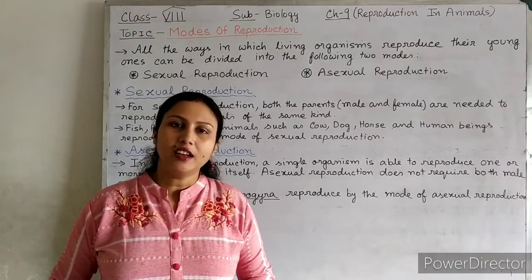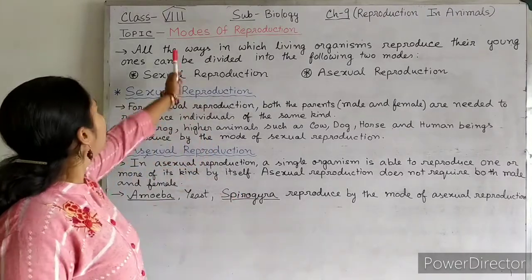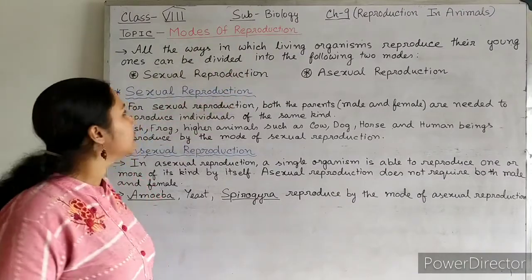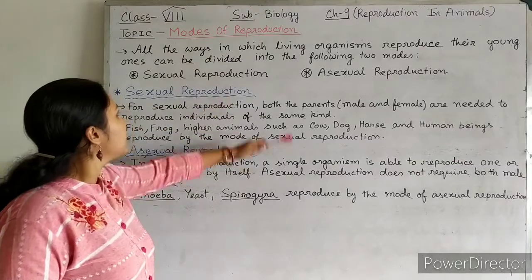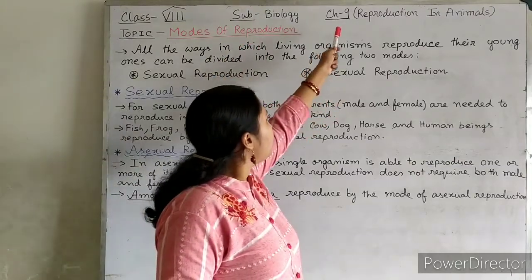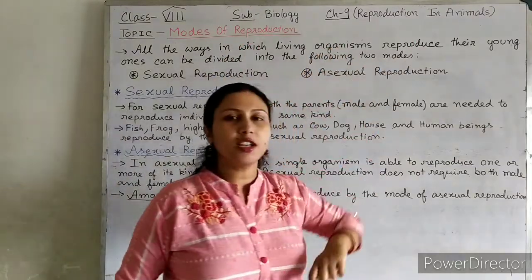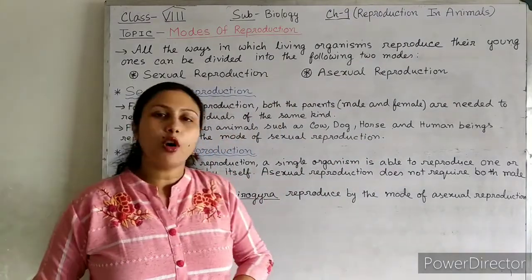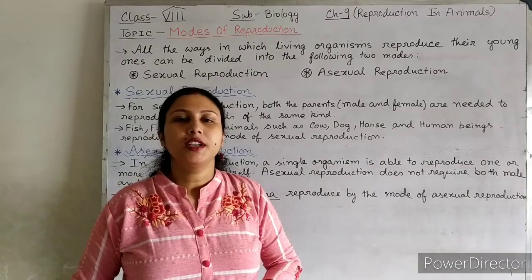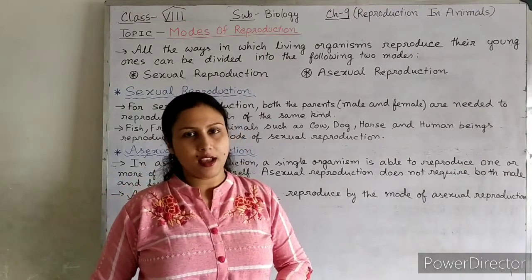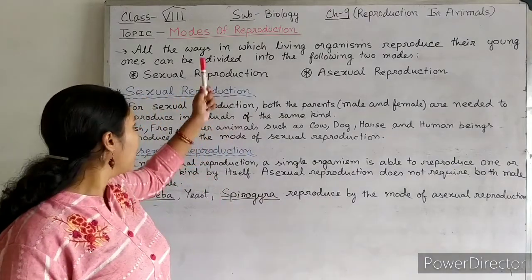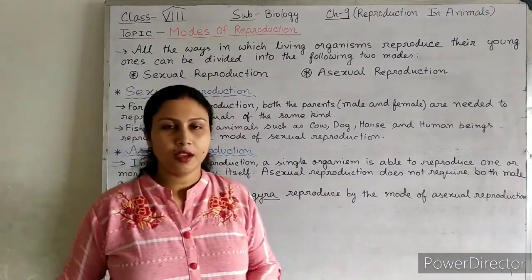Today we will learn the topic modes of reproduction, which is under class 8 subject biology. The chapter's name is Reproduction in Animals. Students, we have already started this chapter in our previous online class, where I have already taught you about this topic.